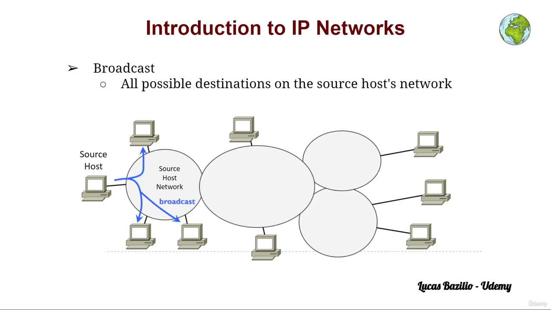Remember that we already studied the broadcast datagram. This is a type of datagram that, when a source host sends a broadcast datagram, we send it to all of the destinations in the same network that the source host is on, so essentially the source host network. So if we have this complex network here and we send a broadcast datagram from here, this datagram will only arrive at this PC and this PC. They are the only ones connected to this network.